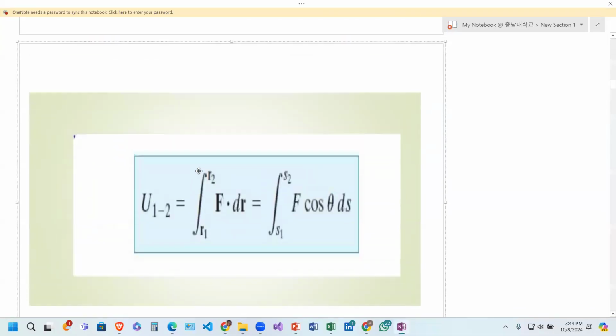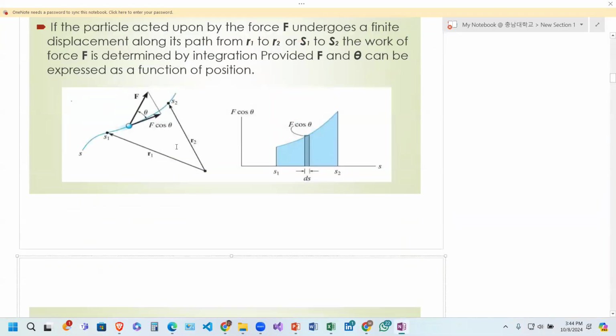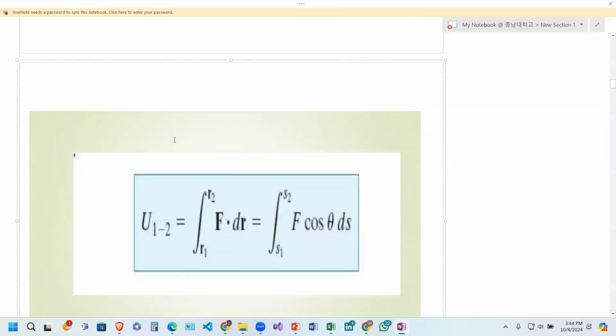So realize that for us now to find the work described by this varying force will be given by integration. That one will be given by U, to represent work from position S1 on the S path to S2, or position 2, given by the integration of this force, which is varying with respect to the displacement, which is R, R1 to R2.